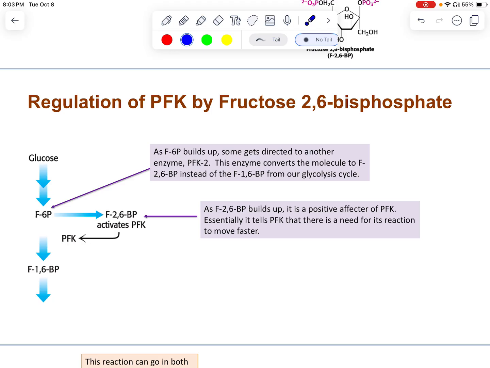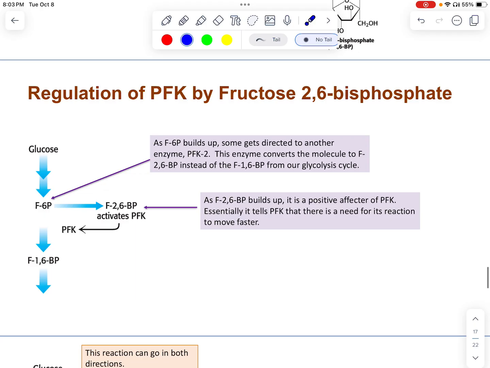So in that reaction, we had, right here, fructose 6-phosphate as our reactant. And in that reaction, moderated by that PFK molecule, we know we make that fructose 1,6-bisphosphate. But if some of this builds up, okay, so if those early reactions are going really fast and we start seeing this build up, some of it gets directed to another enzyme called PFK2. And that enzyme converts it to a similar but different molecule, this molecule right here. And that molecule is an effector of PFK, and it's a positive effector.